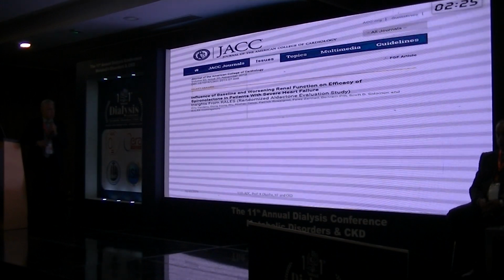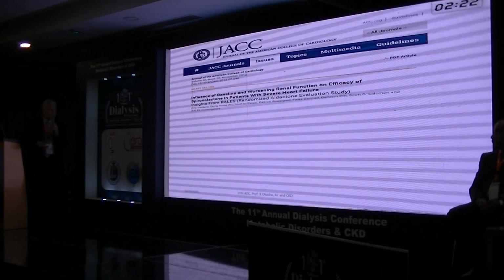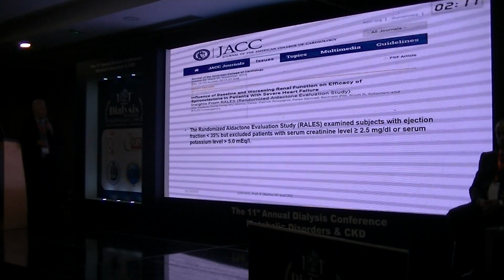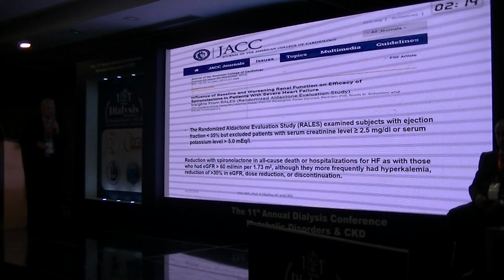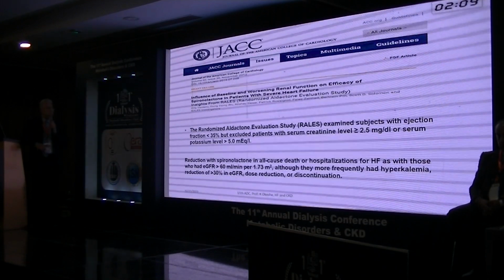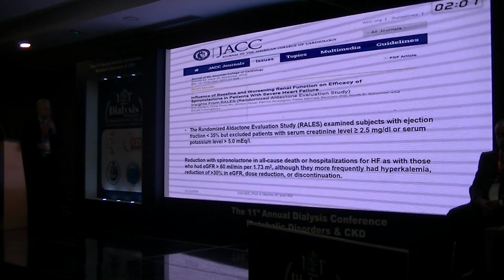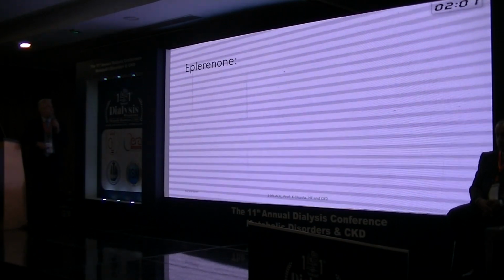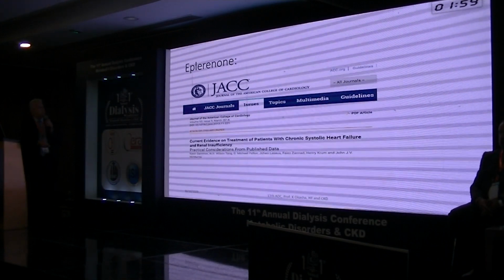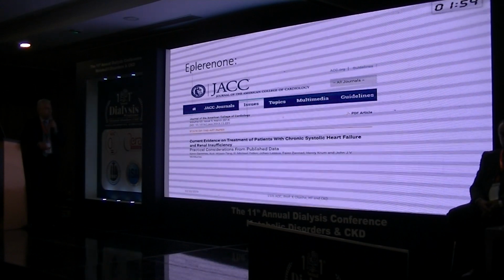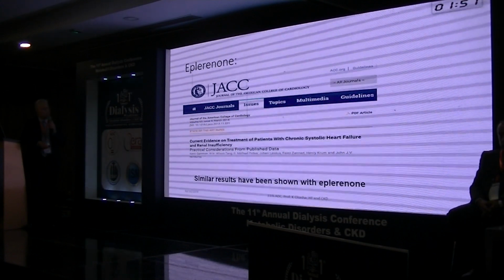And this is one of the medications, spironolactone, which is a very important and very famous drug. And this is one of the studies, the RALES trial, the Randomized Aldactone Evaluation Study, which has shown that treatment with spironolactone is associated with reduction in all-cause mortality and hospitalization for heart failure, in patients with GFR more or less than 60 milliliters per minute. And the newer eplerenone also showed similar results when compared to spironolactone, almost the same.